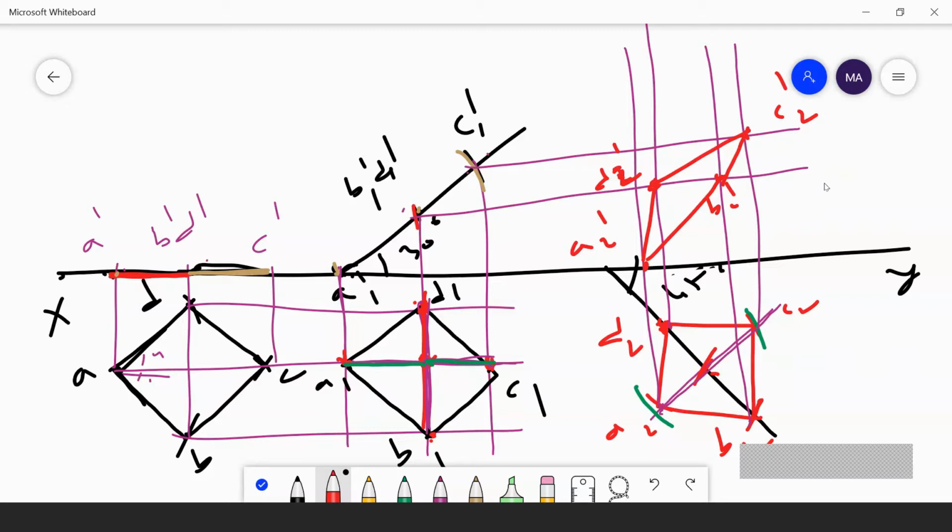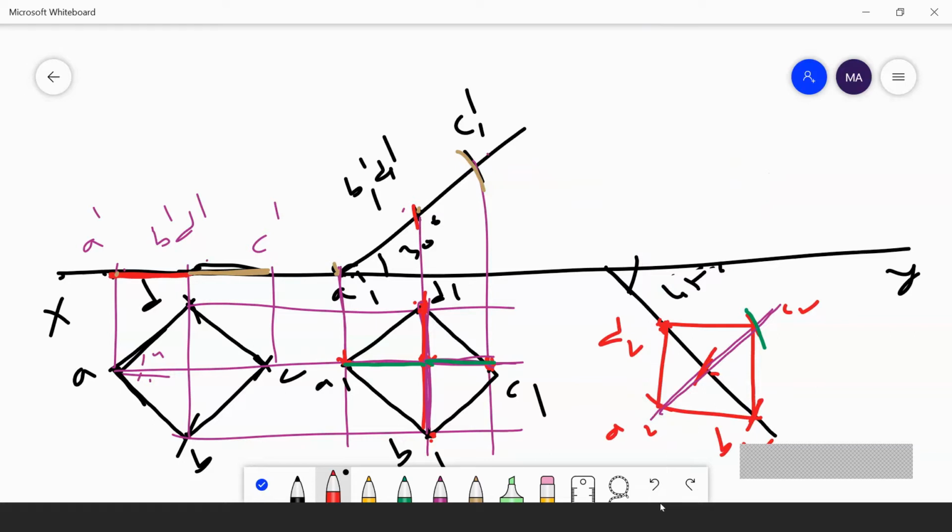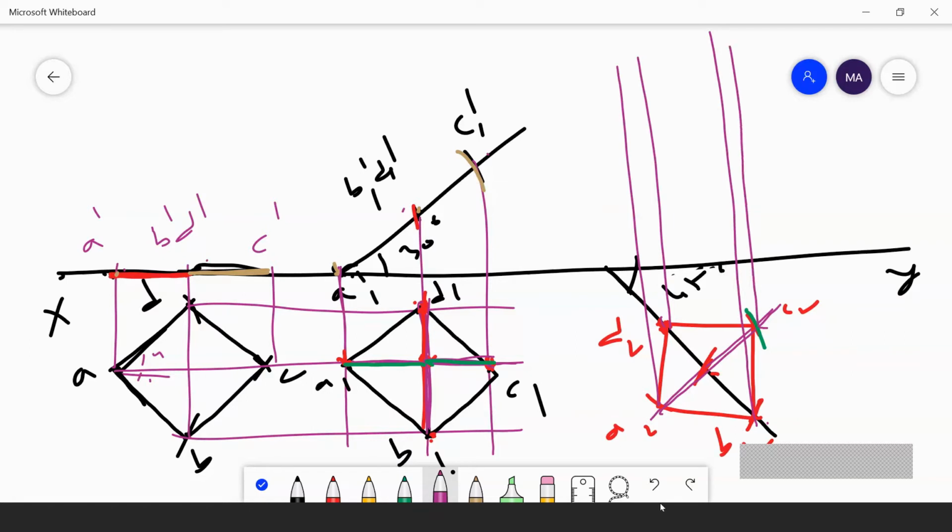Okay, I want to explain A2 again. When you see here, the projections are there. I am projecting A2 upward. I am projecting D2 upward. I am projecting B2 upward. I am projecting C2 upward. I am marking the same points.